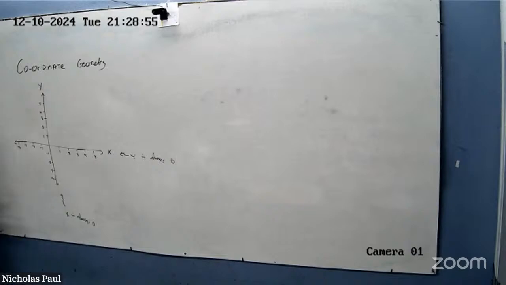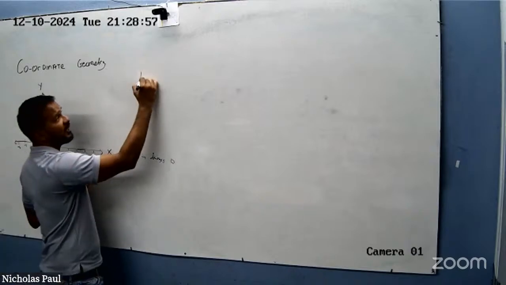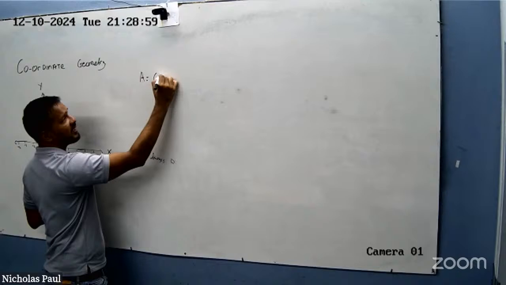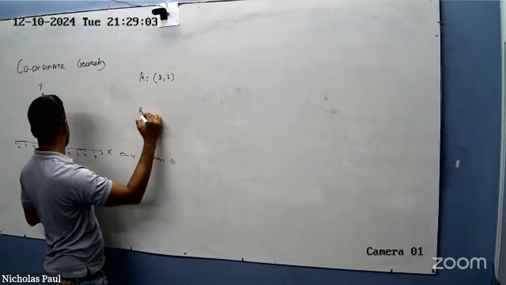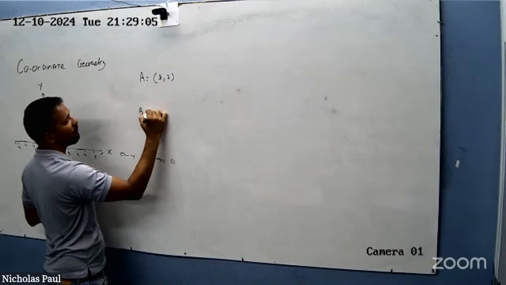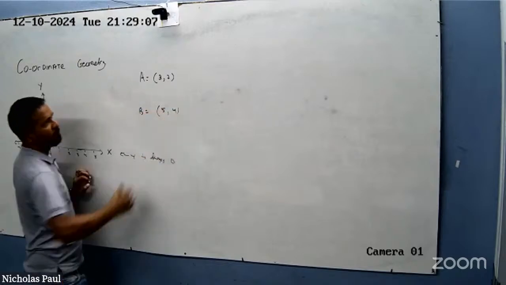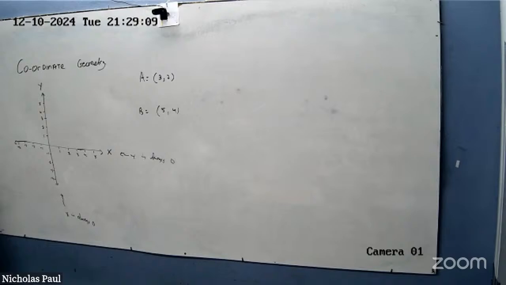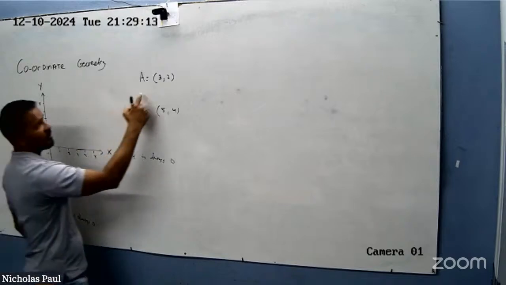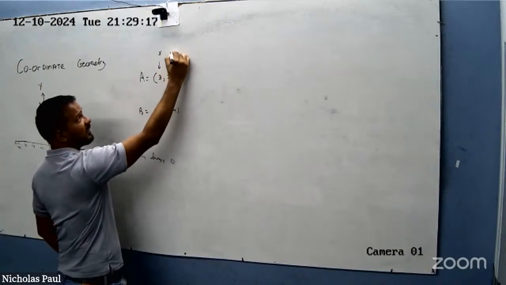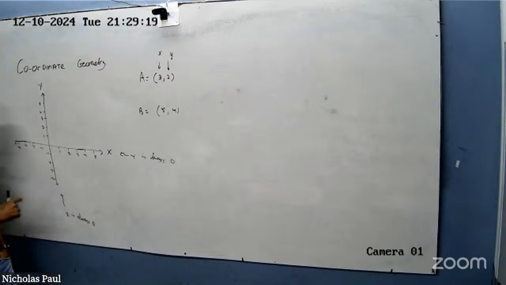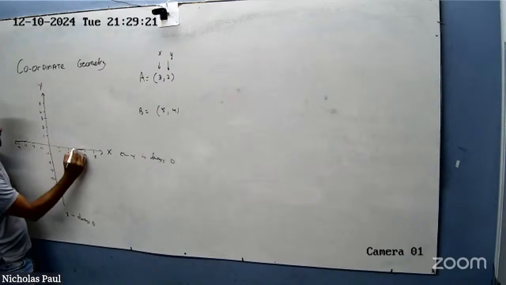Right. How do we plot points? Suppose I gave you A and I said A is (3, 2), and I said that B is (5, 4). How do we plot them? Which one do we plot first? What does the first value represent? The x value, and the second value represents the y value. So you plot x is 3, y is 2.